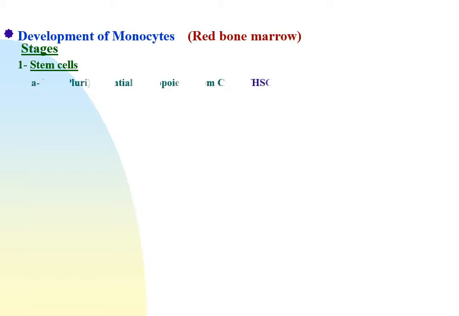Development of monocytes. It occurs in the red bone marrow. Once they migrate to the tissues, they are called macrophages. Stages: stem cells. Toti or pluripotential hemopoietic stem cells are primitive embryonic cells, also called hemocytoblasts. They are large branched cells with basophilic cytoplasm and large pale nuclei having prominent nucleoli. They can give rise to all different types of blood cells, and through division differentiate to form restricted stem cells.